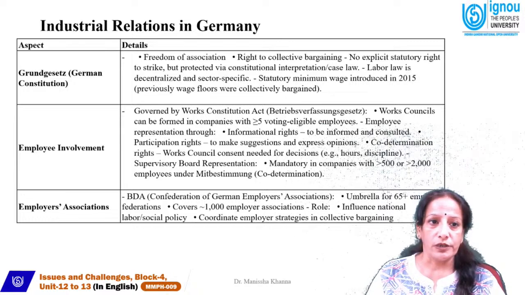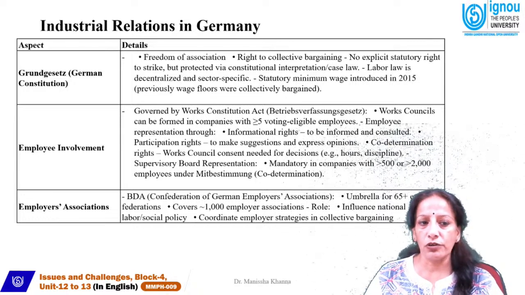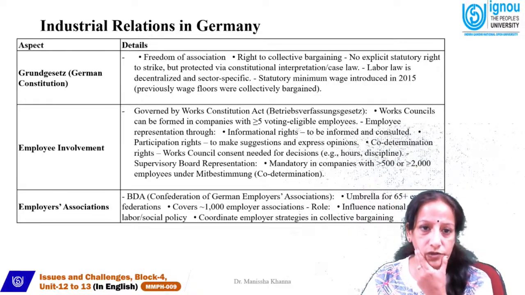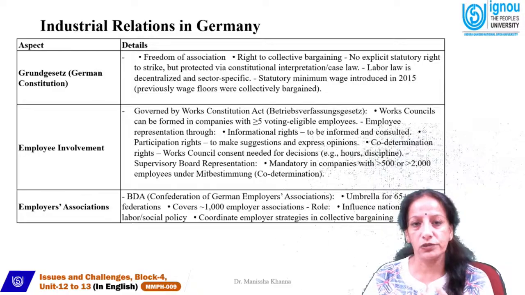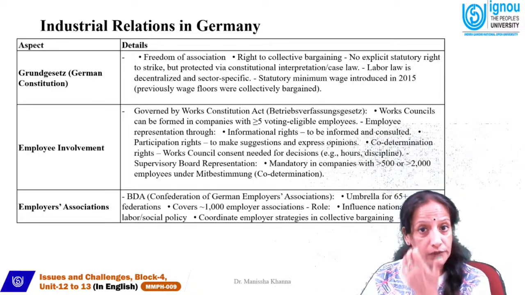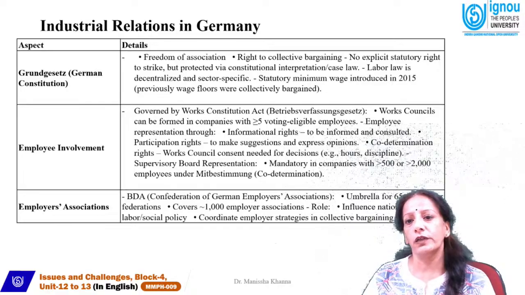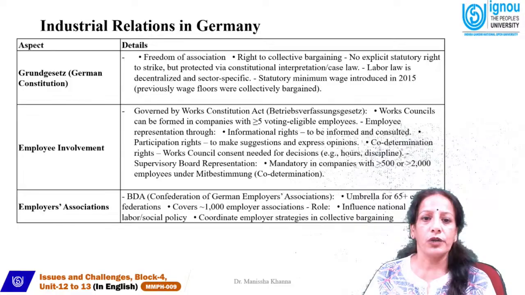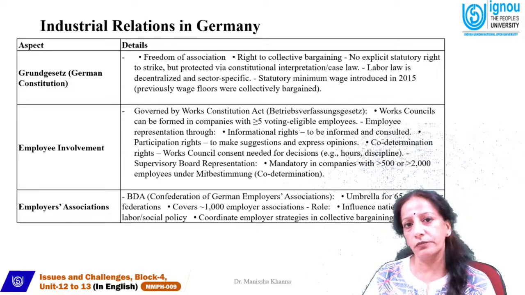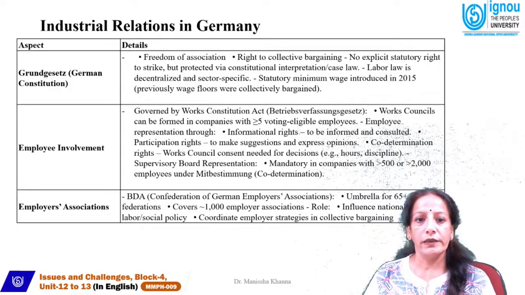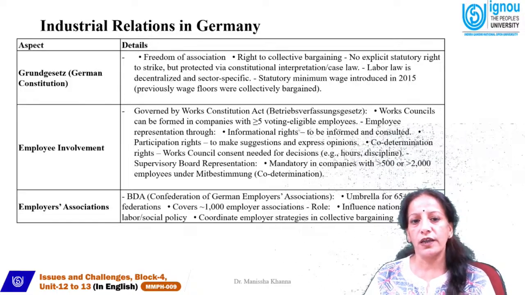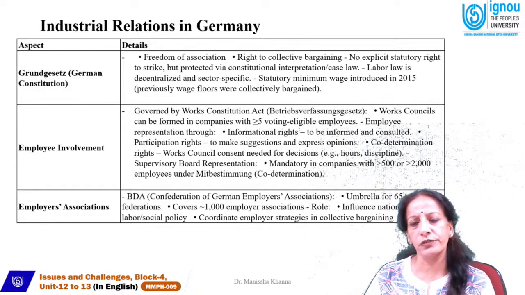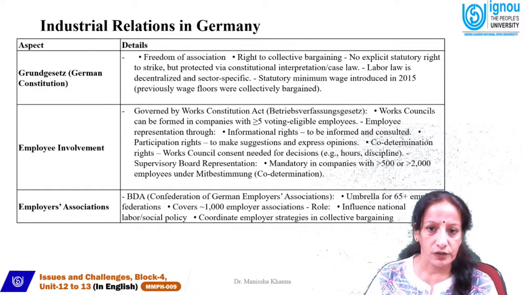Industrial relations in Germany. The framework is the German constitution, which mandates freedom of association and the right of collective bargaining. There is no explicit statutory right to strike, but it is protected by constitutional interpretation and case law. The labor law is decentralized and sector specific. There is a statutory minimum wage, which was introduced in 2015.